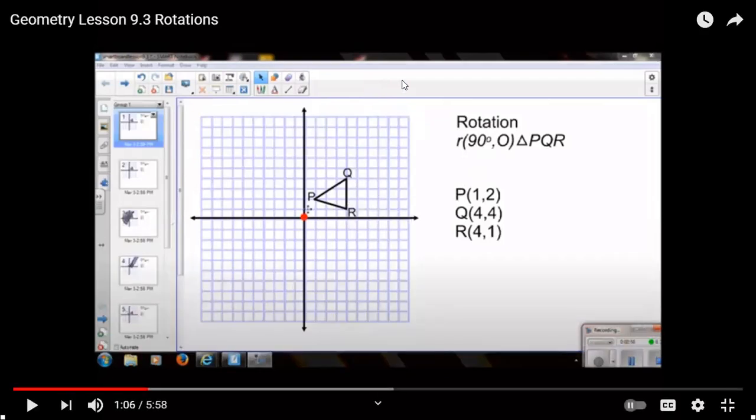Let me ask a question, grade 8. Will 90 degrees move clockwise or counterclockwise?